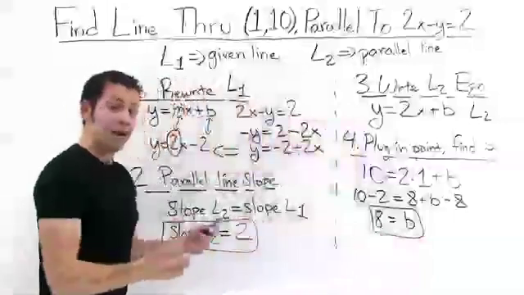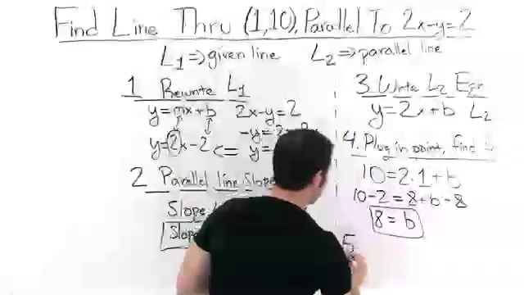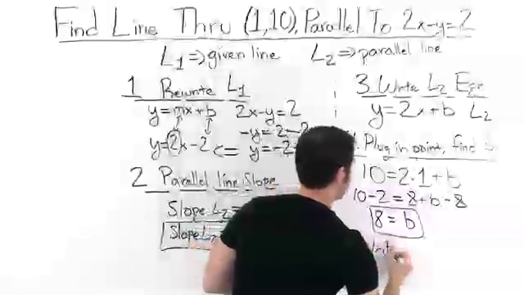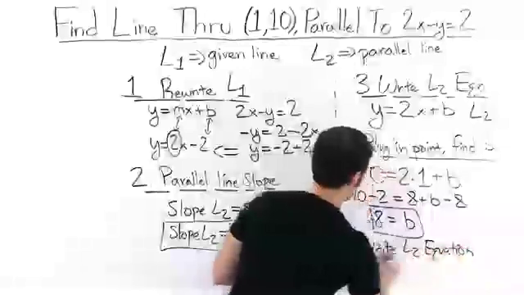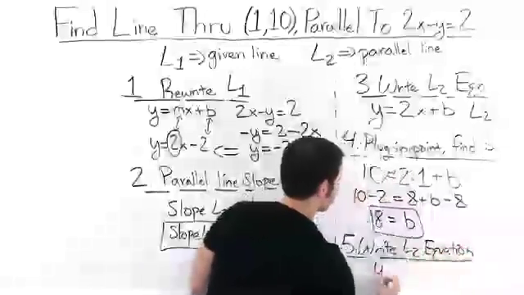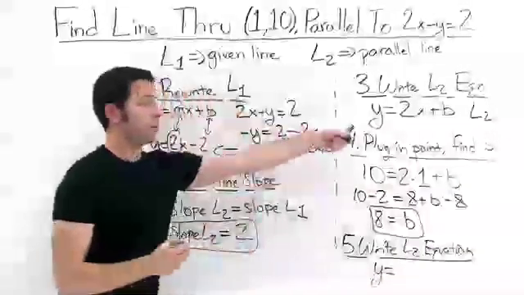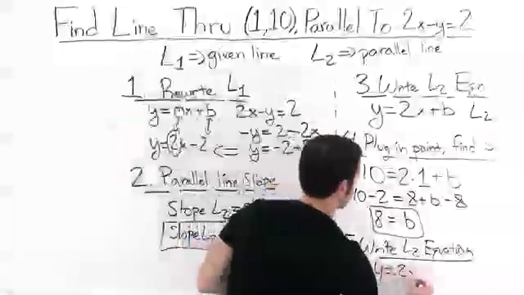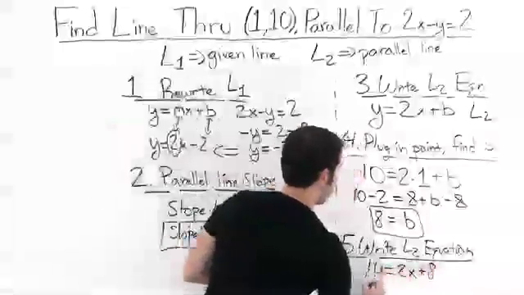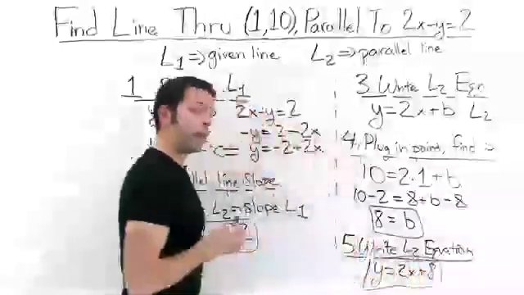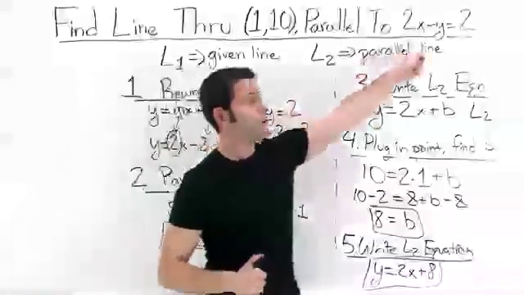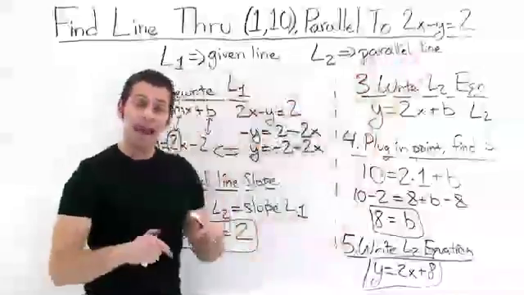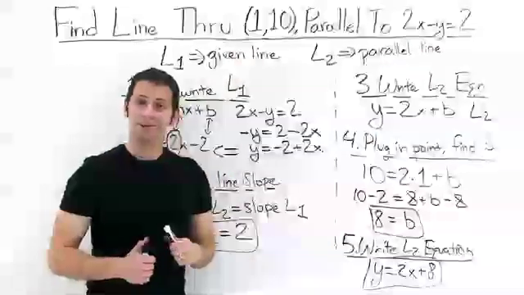We know what m, the slope, is equal to. We can write down the full equation. And now it's not going to be half finished. It's just going to be done. We're going to find that it's y equals, we already know 2x, and we just found b. It's 8. Y equals 2x plus 8. That's the equation of the line that's parallel to 2x minus y equals 2, and it goes through (1, 10). So now we're done.